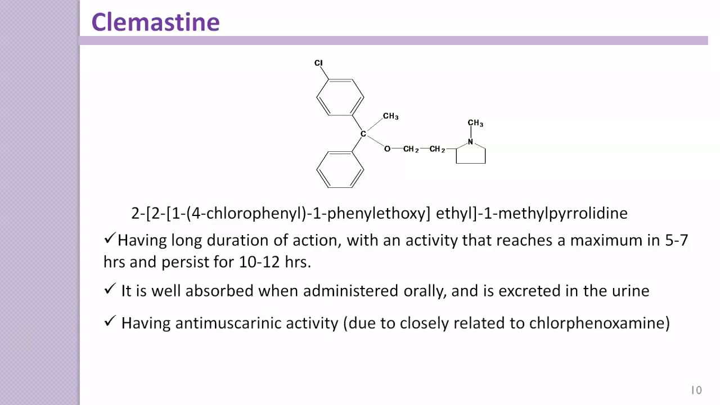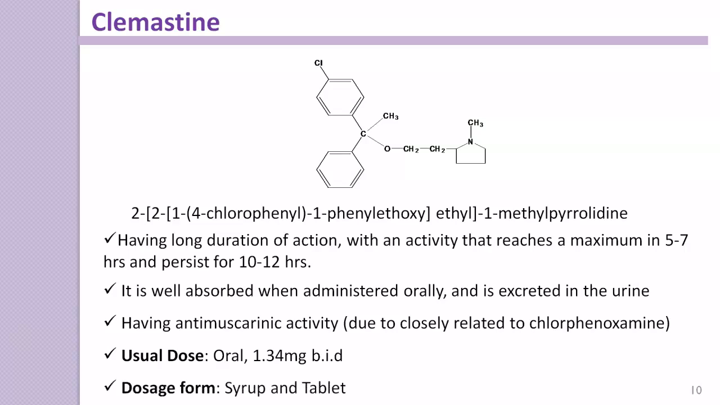Clemastine has antimuscarinic activity, and it is closely related to chlorphenoxamine. The usual dose is administered orally, 1.34 milligram BID, and the dosage form is available as syrup and tablet.